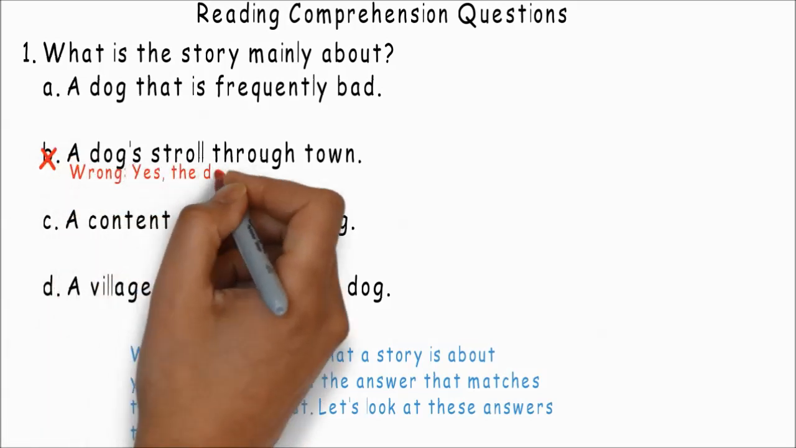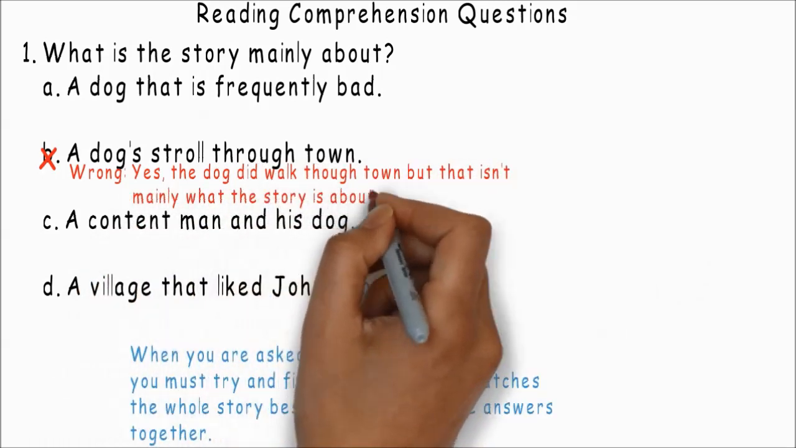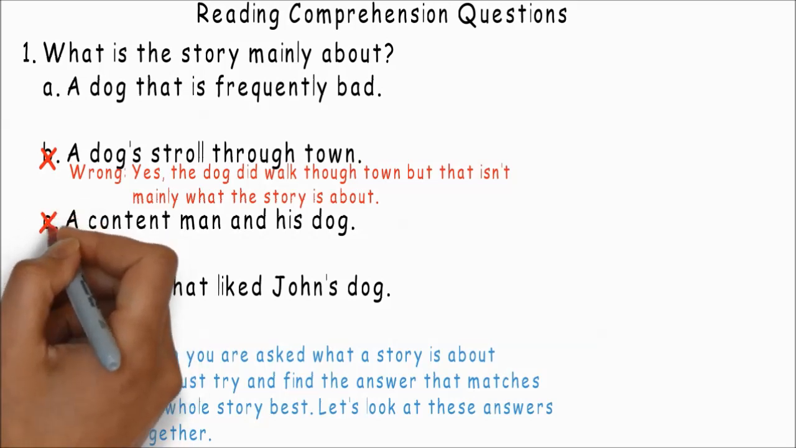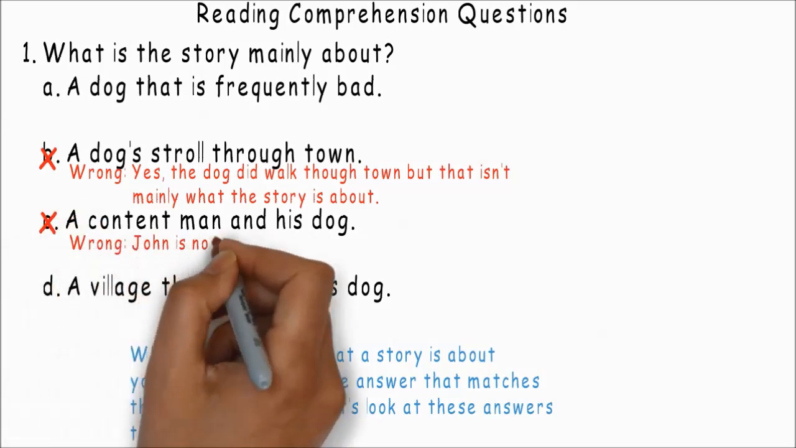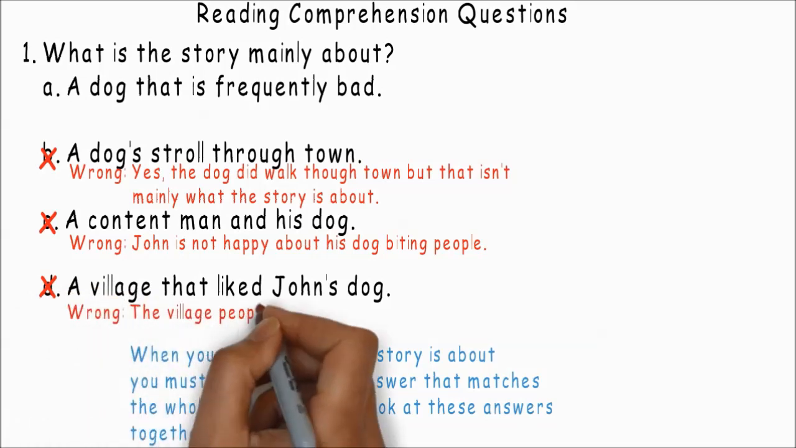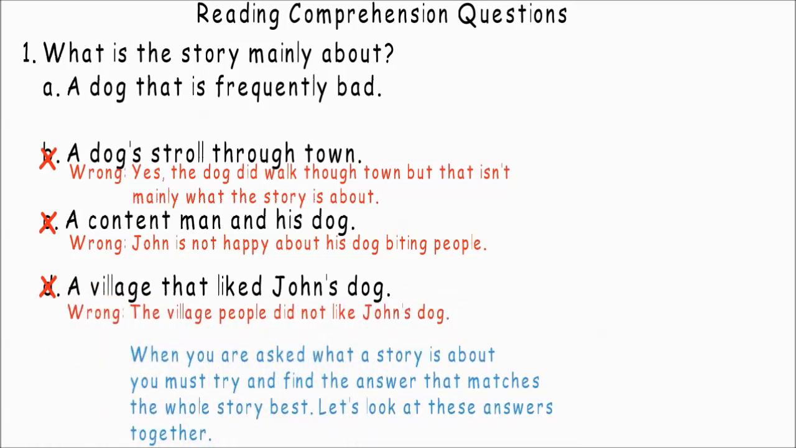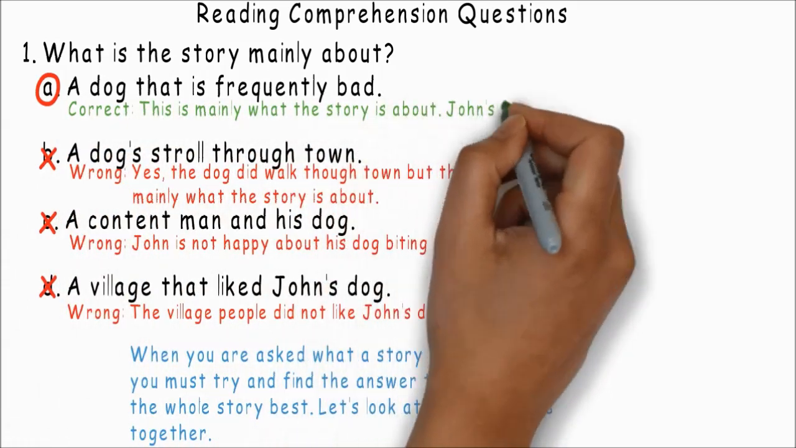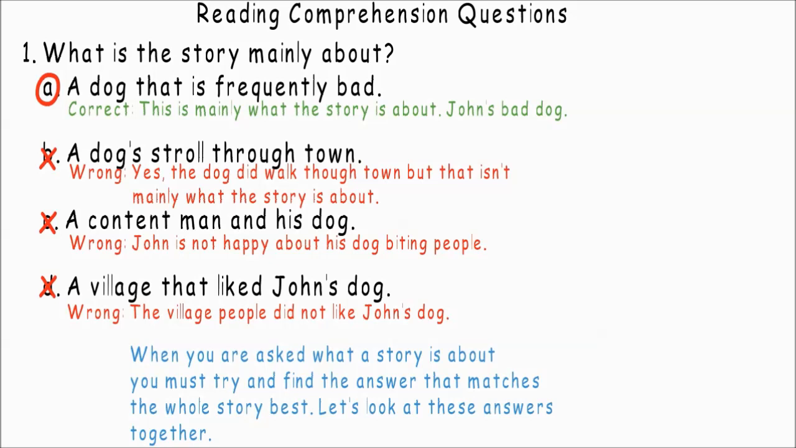It's not B, a dog stroll through town. Yes, the dog did walk through town, but that isn't mainly what the story is about. It's not C, a content man and his dog. John is not happy about his dog biting people. It's not D, a village that liked John's dog. The village people did not like John's dog. So the answer must be A, a dog that is frequently bad. This is mainly what the story is about, John's bad dog.